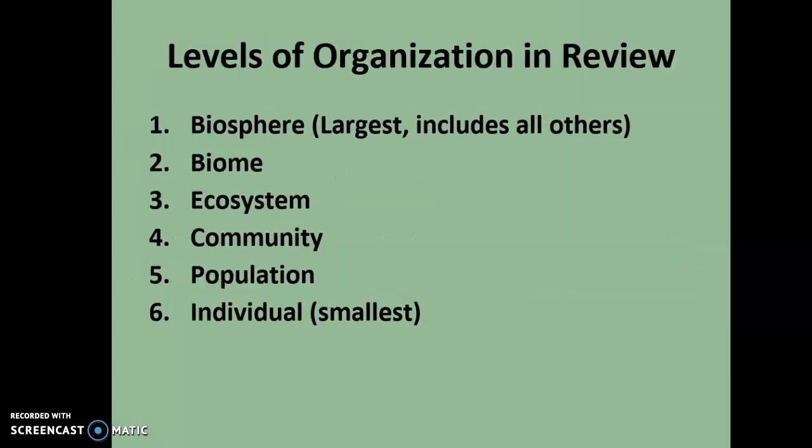So here you go. In review, here's all the levels, starting with the biggest: biome, or sorry, biosphere. That includes all the others. Then there's the biomes, then ecosystems, then community, population, and individual. Individual being the smallest. Note that 4 to 6 make up living organisms, whereas you can have some non-living in 1, 2, and 3.